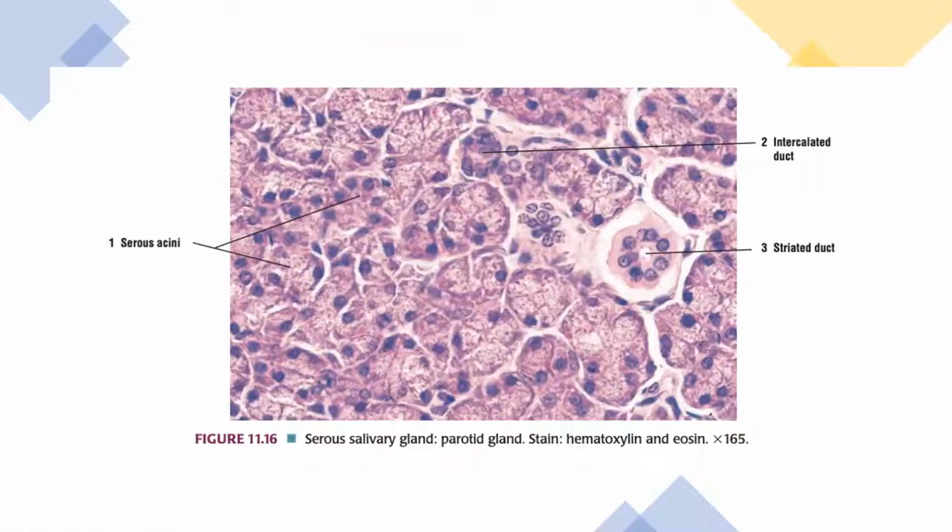Here is the microscopic view of the parotid salivary gland. All of these groups are called acini, and they are serous acini because they have a round nucleus. They send their secretions to a tiny duct, which we call intercalated. Intercalated ducts can make a larger duct, which we call a striated duct. We need to zoom in on these ducts more to see the lines or striations.